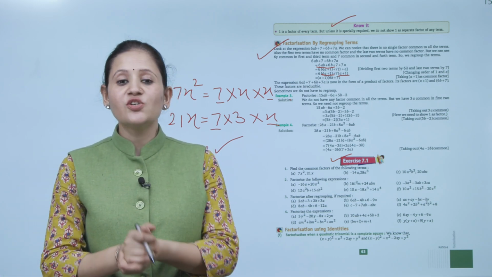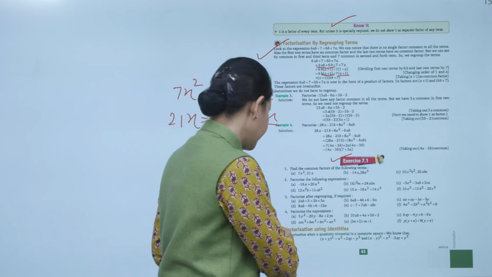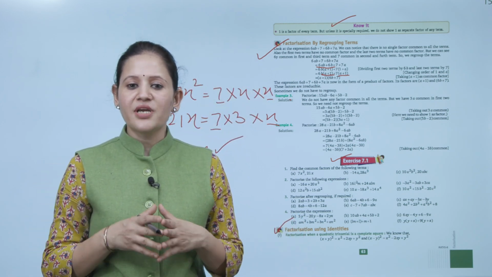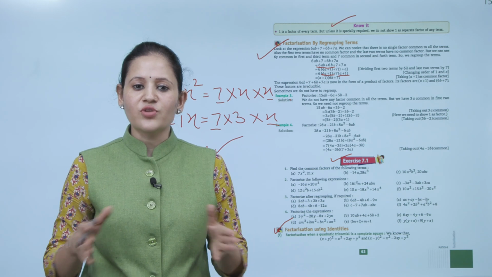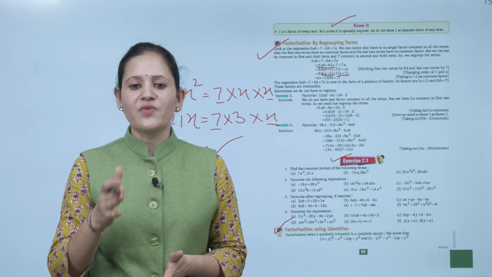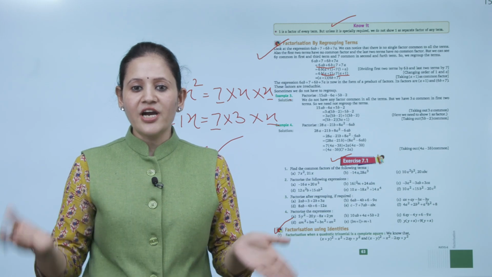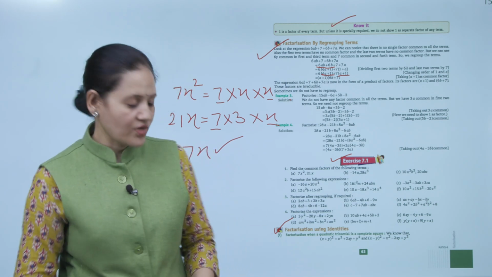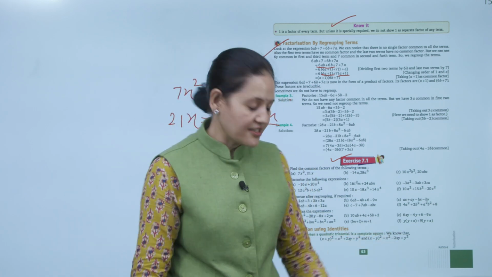Next is factorization using identities. Factorization when the quadratic trinomial is a complete square. We know that x plus y whole square equals x square plus 2xy plus y square, and x minus y whole square equals x square minus 2xy plus y square. So here we have used the identity.